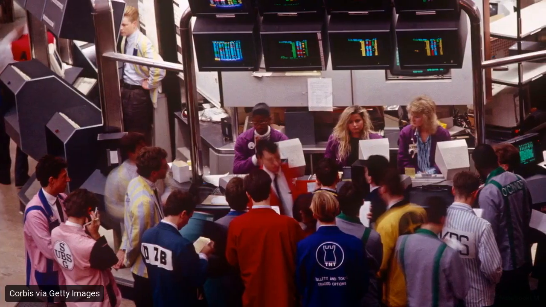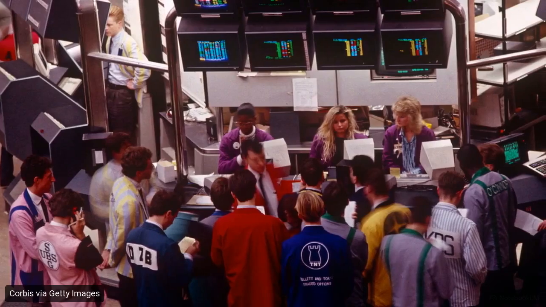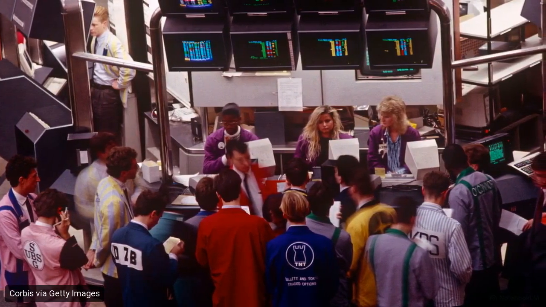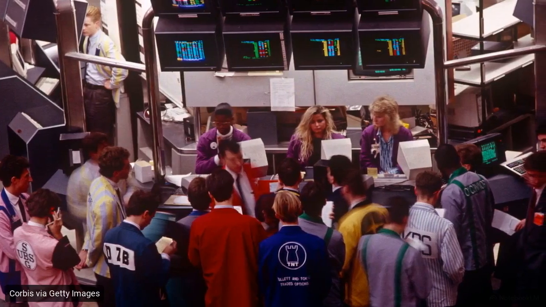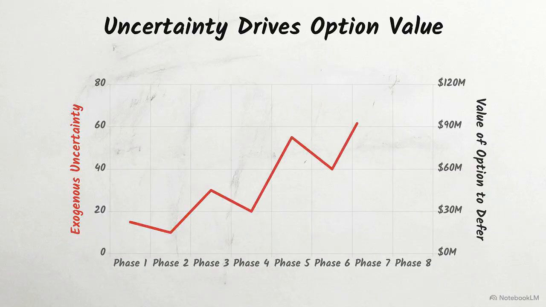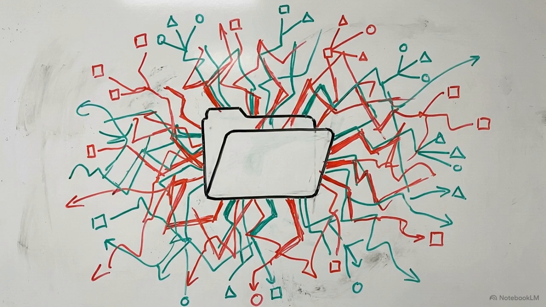To calculate that trade-off, we isolate exogenous uncertainty. These are macroeconomic forces outside the firm's control, like exchange rates or demand shocks that generate uncontrollable shifts. As exogenous uncertainty rises, the value of keeping the option to wait open increases. Information becomes more valuable when the environment is volatile.